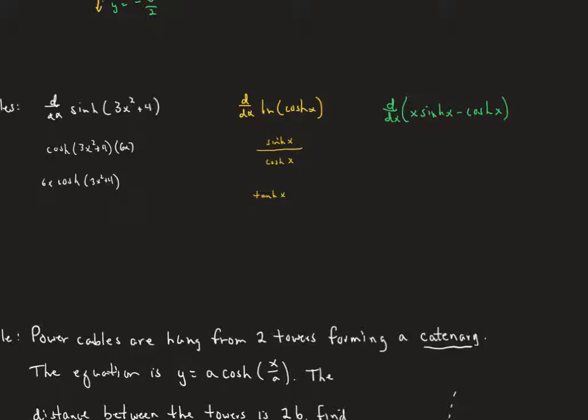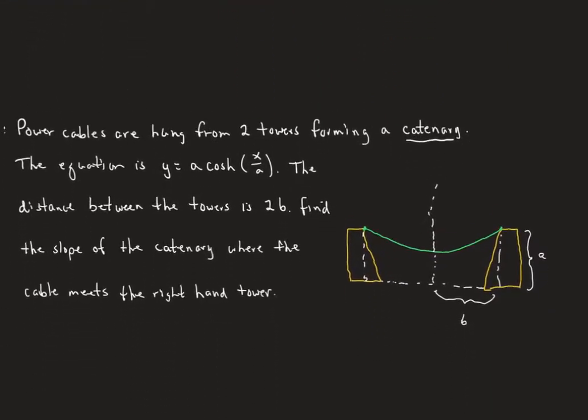In the green one, we're going to get a little product rule. So we're going to get the first, x, times the derivative of the hyperbolic sine, which is hyperbolic cosine, plus the second function, hyperbolic sine, times the derivative of x, which is 1, and then minus the derivative of hyperbolic cosine, which is hyperbolic sine. And we can see that these will cancel out. And so our final answer is going to be x times the hyperbolic cosine of x. Okay, just a little bit of calculus there.